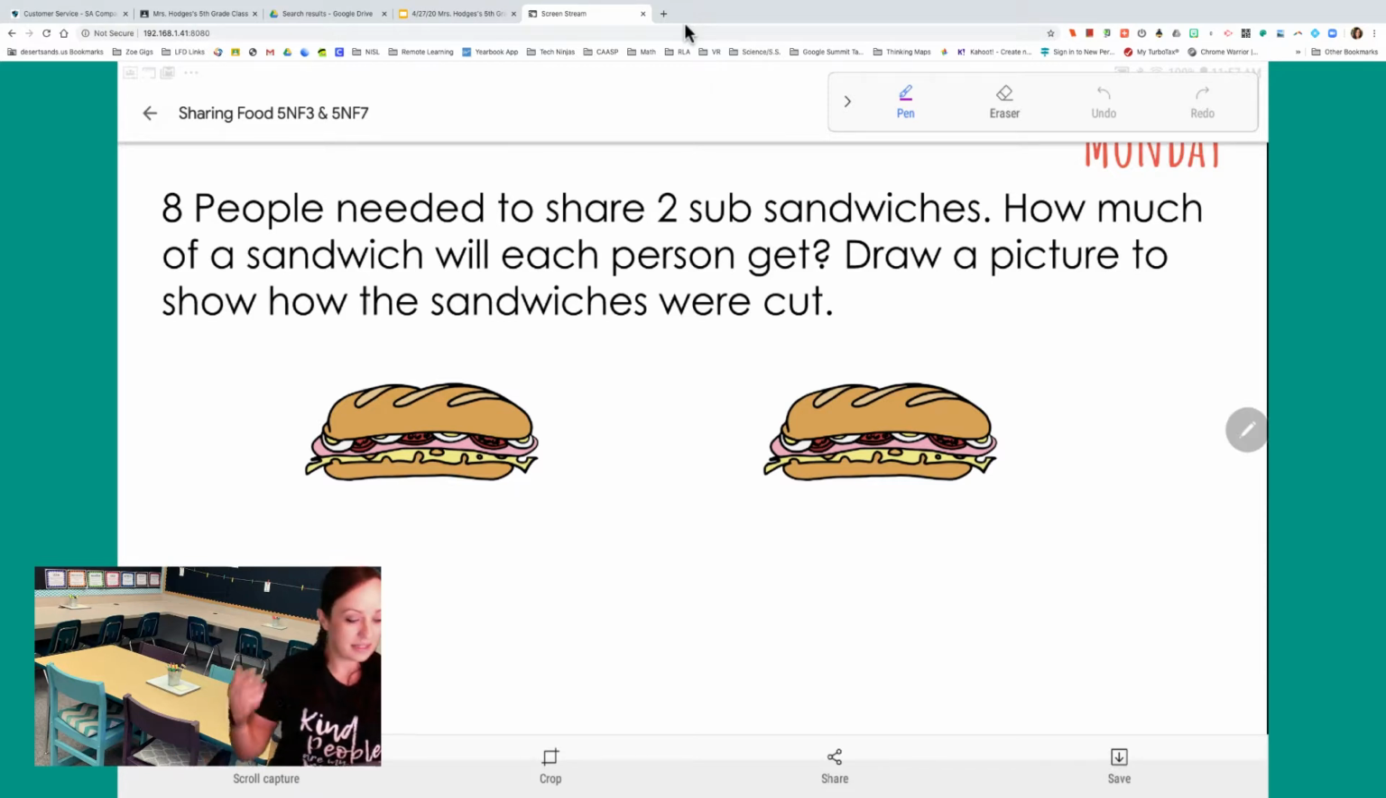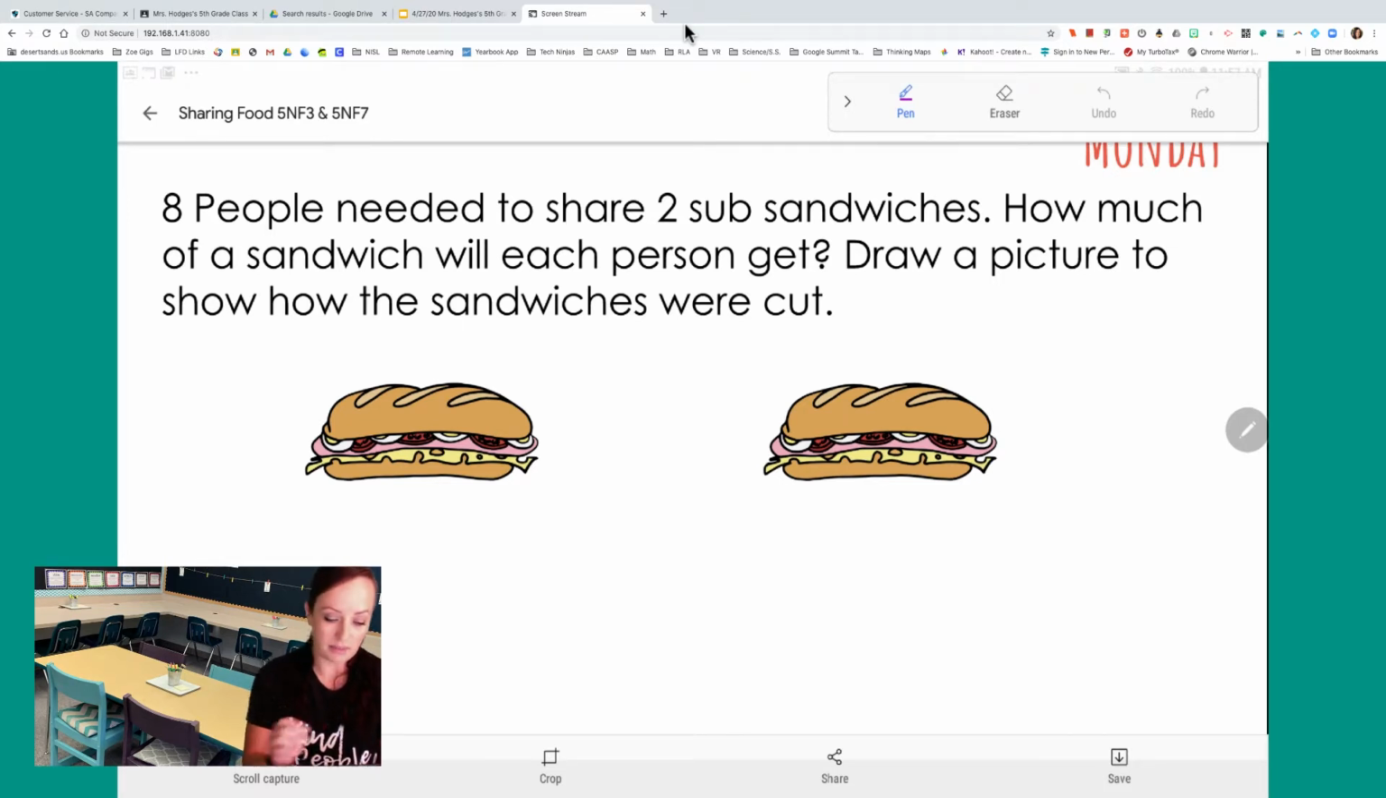Okay, so we've seen something like this before where the question says that I have 8 people to share 2 sub-sandwiches, and I want to know how much of a sandwich would each person get. And so we're going to draw a picture to show how those sandwiches were cut. And so I have my sandwiches here.